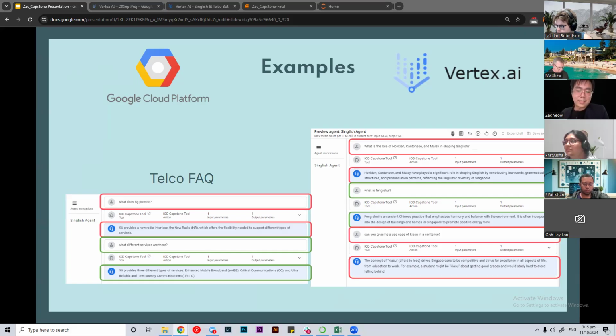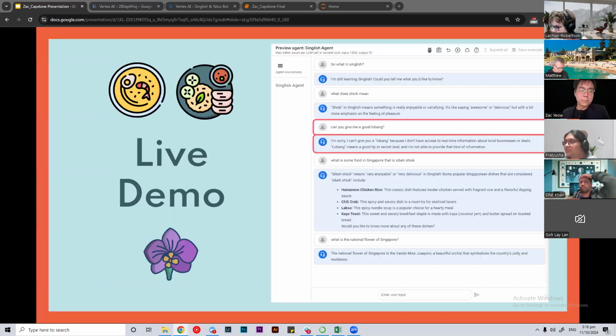Even slang like kiasu. The concept of kiasu, afraid to lose, and then I ask it to give me an example in a sentence. For example, a student might be kiasu about getting good grades and would study hard to avoid falling behind. So the chatbot sort of understands what's going on. Another one is lobang. Can you give me a good lobang? No, I'm sorry, I can't give you a good lobang because I don't have access. But lobang means this, and I'm not able to provide you with the information.